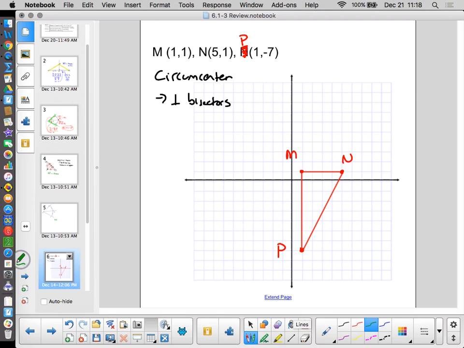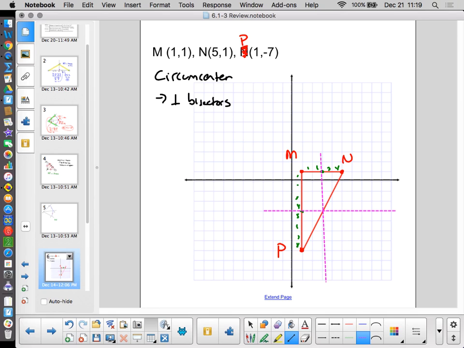This segment, MN here, is 1, 2, 3, 4 units long. So obviously right smack in the middle is there. This one is 1, 2, 3, 4, 5, 6, 7, 8 units long. So right in the middle is there. And then I can just construct those perpendicular bisectors. That's fairly straightforward. And we find that our circumcenter is right there at the point (3, -4).